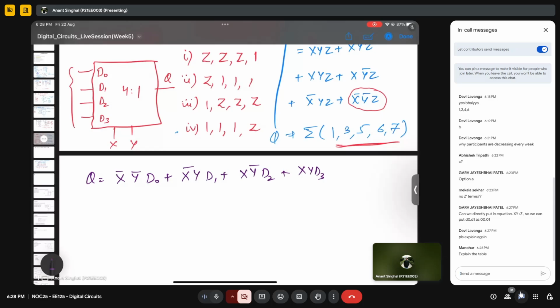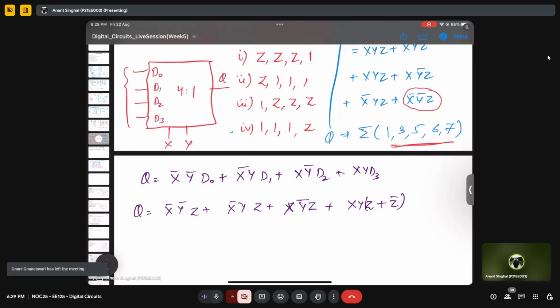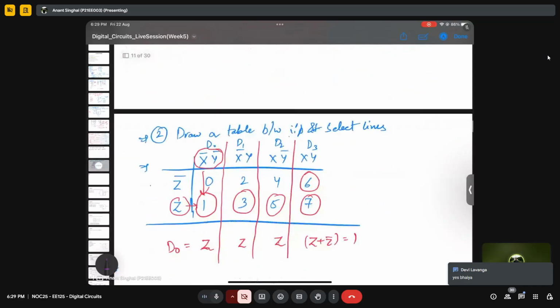Is this clear to everyone? If it is clear, then the final expression is x bar y bar z plus x bar y z plus x y bar z plus x y, sorry, x y z plus z bar. Can you see now what I have done? Why I have written D0 as z, D1 as z, D2 as z, and D3 as 1. So this is what the table did. All these z's were covered here and the 1 was covered here.